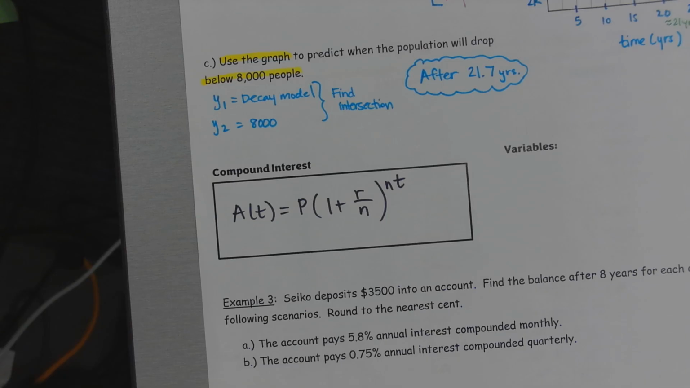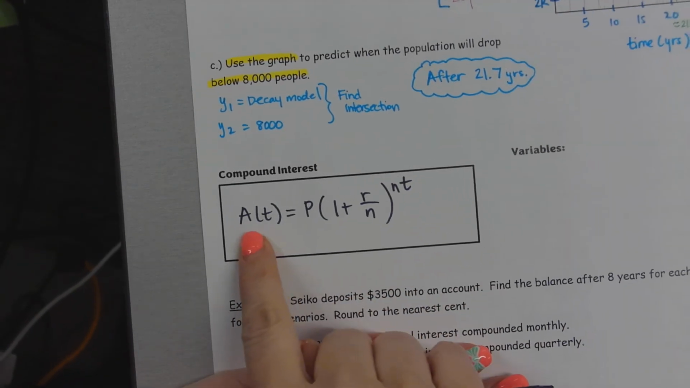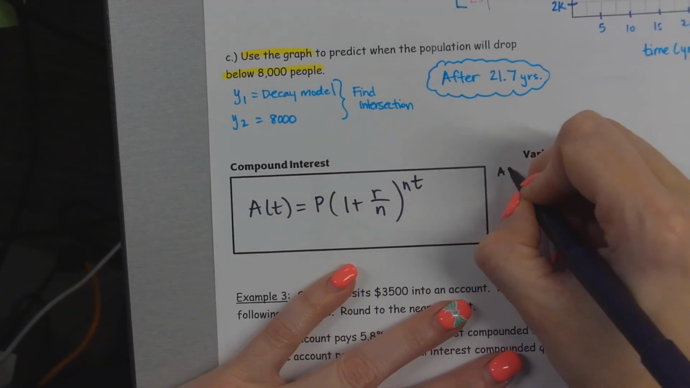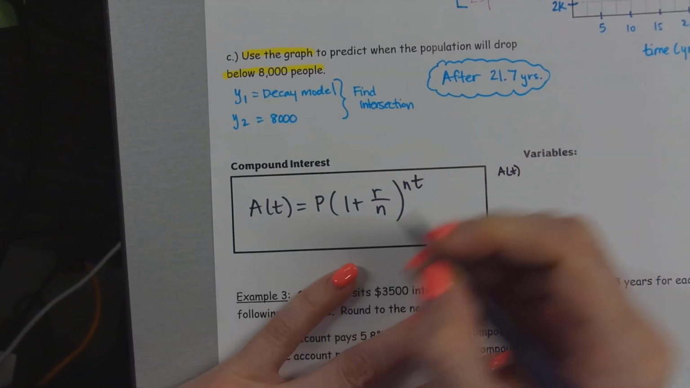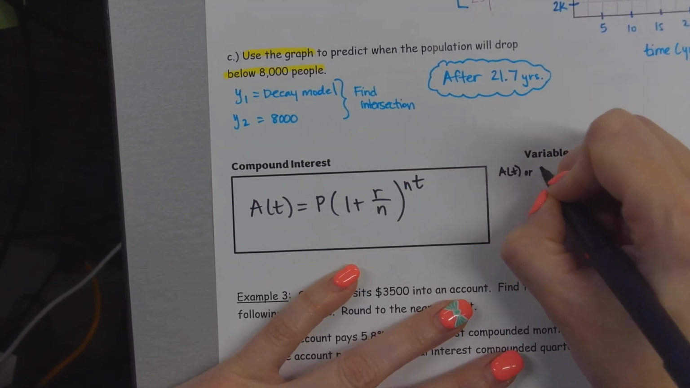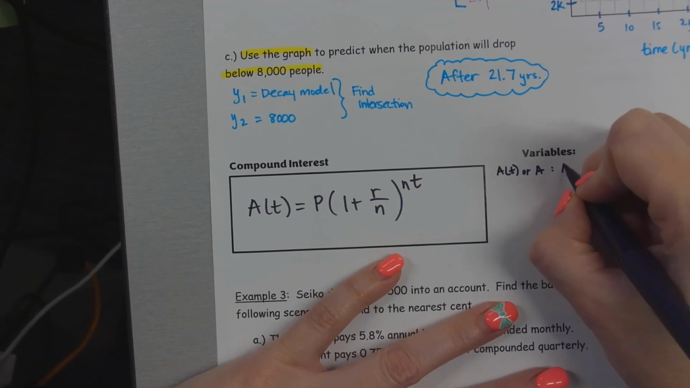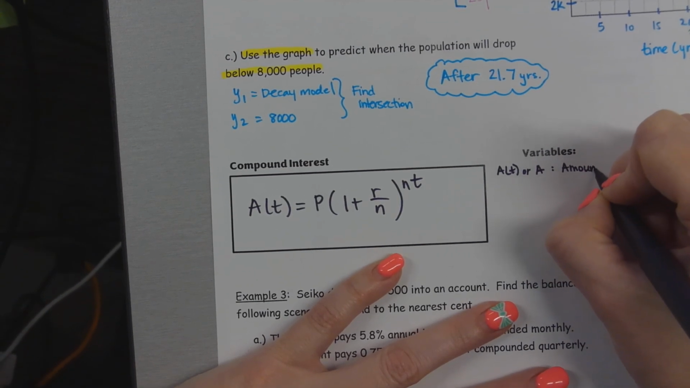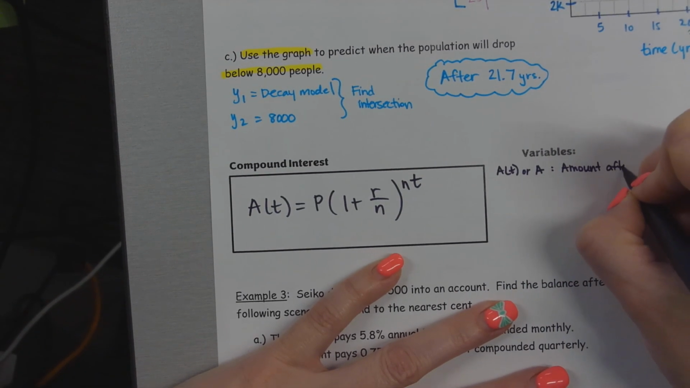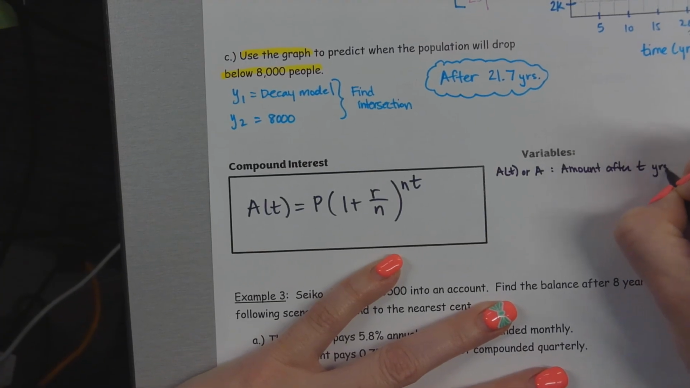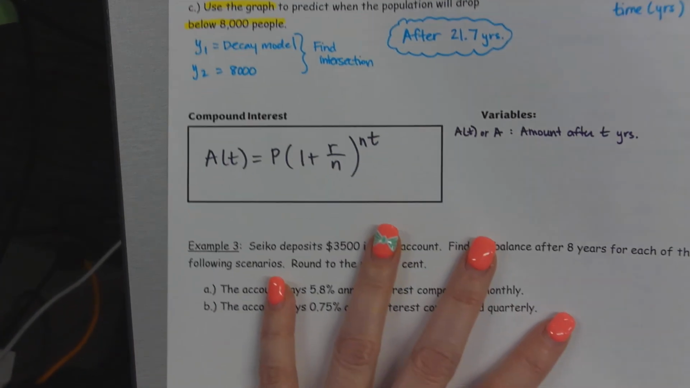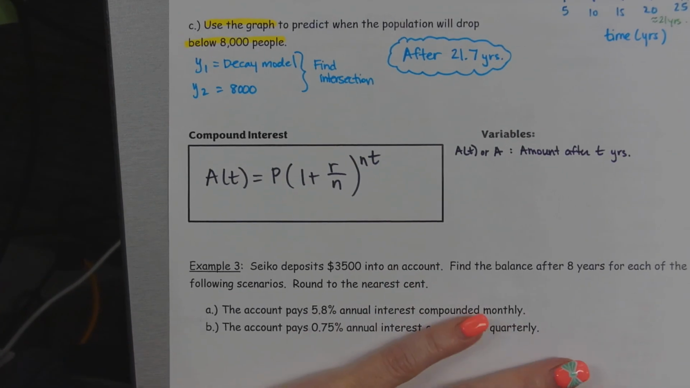Okay, and it's okay if you've never seen it before. I'm going to teach it to you like you never have. Okay, you'll just have a leg up if you have used it. Okay, so this is A of t, or A, sometimes abbreviated as A. Okay, that is the amount after t years. Okay, so how much is in an account after t amount of years?